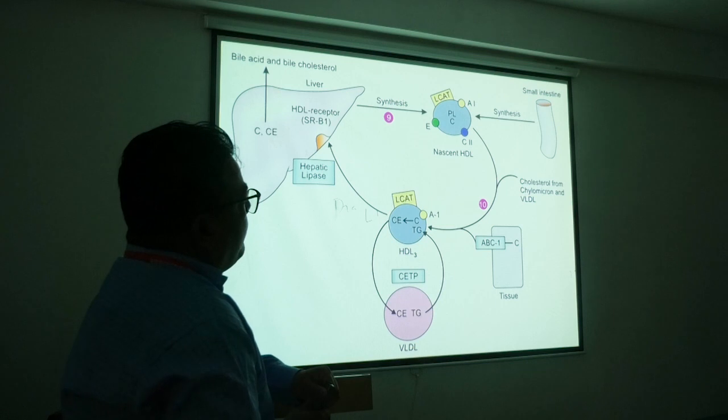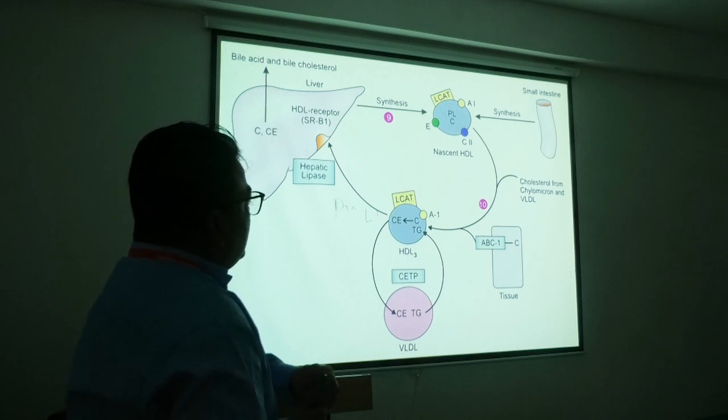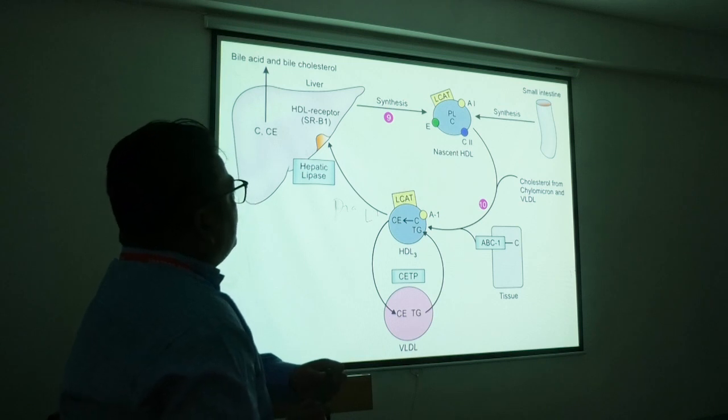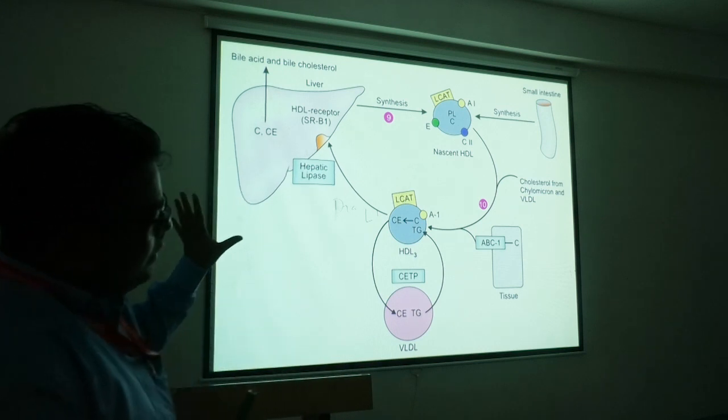Now these molecules go to the next step. We call this molecule maturation. So all these are the, you understand?